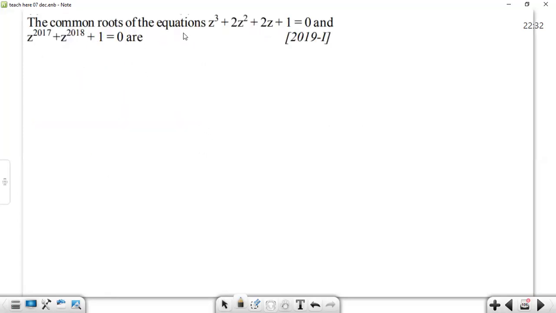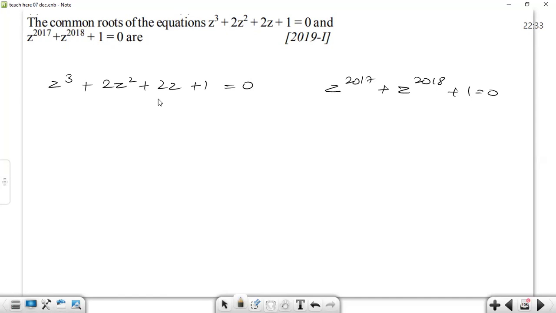Let's move forward with discussion. The common roots of the equation which is given to us, z cube + 2z square + 2z + 1 = 0, and z^2017 + z^2018 + 1 = 0. So how many roots will there be for this particular cubic equation? How many zeros will there be? For how many values of z will the left hand side also become 0?